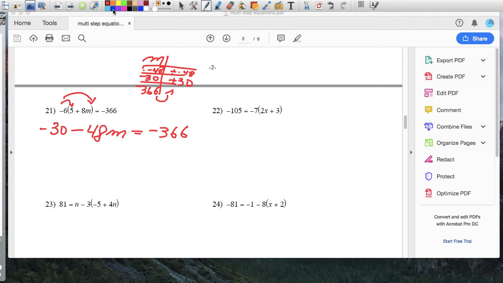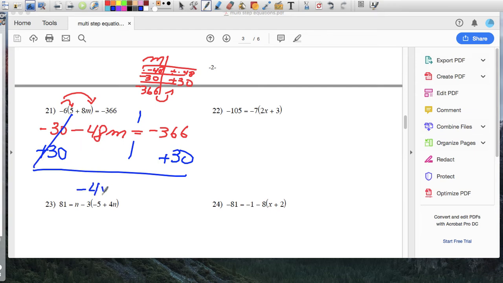So let's see how that works. Plus 30. Plus 30. These go out. Negative 48m comes down. Negative 366 plus 30. You obviously know that there's more negatives, so it's going to be negative 336. Check. We now have to divide both sides by negative 48.